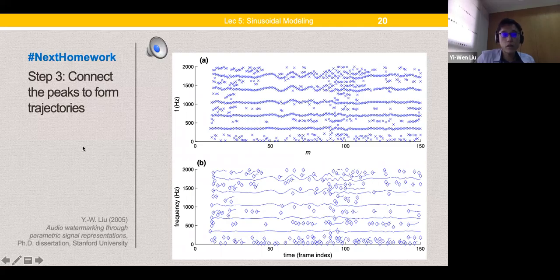So it's not all that straightforward to connect the dots, so that the peaks can form trajectories. It's not all that trivial to do this. But that's the next homework.